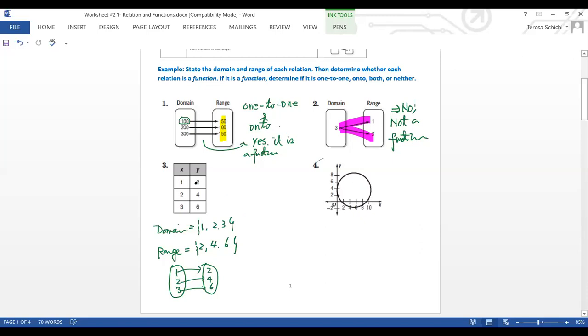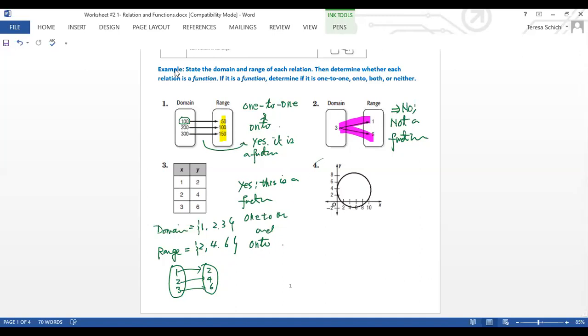So is this a function? Yes, this is a function. Okay, and what type is it? Is it one-to-one? Yes, this is one-to-one. And is this onto? Do they cover all the values in the range? Yes, so this is onto. Okay, so the number 4.